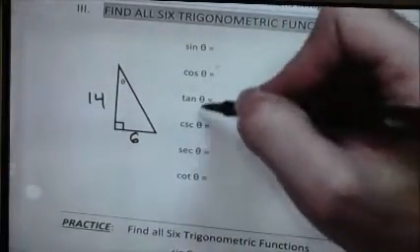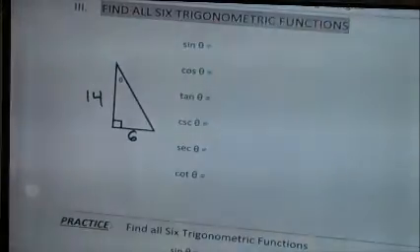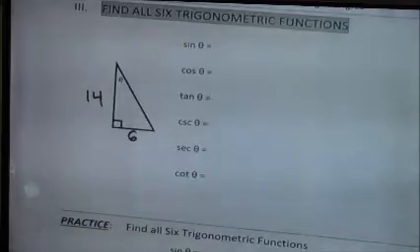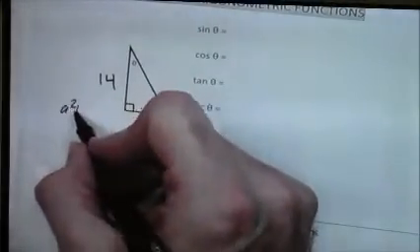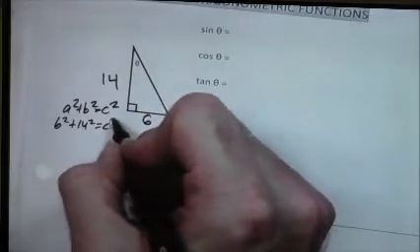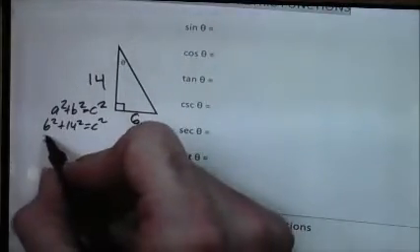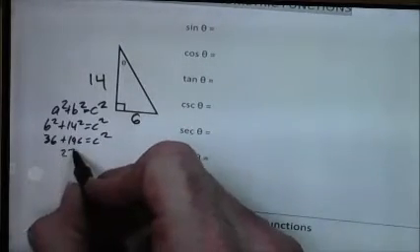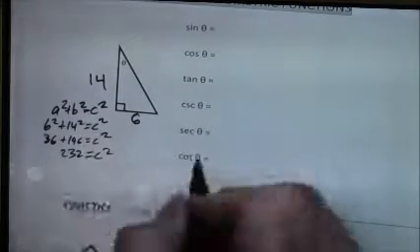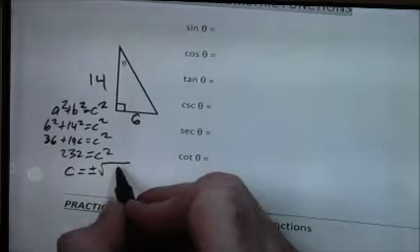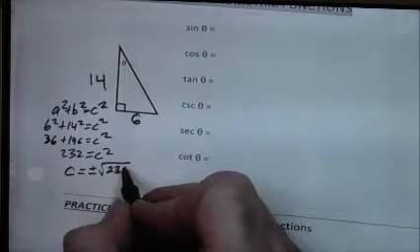For all of these except for tangent and cotangent, you need the hypotenuse. Because it's a right angle, with just any two of the three, you can figure it out with the Pythagorean theorem. So the first thing we're going to do is a squared plus b squared equals c squared, because we need to know what the hypotenuse is. So that's 6 squared plus 14 squared equals c squared. That's 36 plus 196 equals c squared. 232, and when you take the square root of that, c is equal to plus or minus the square root of 232.